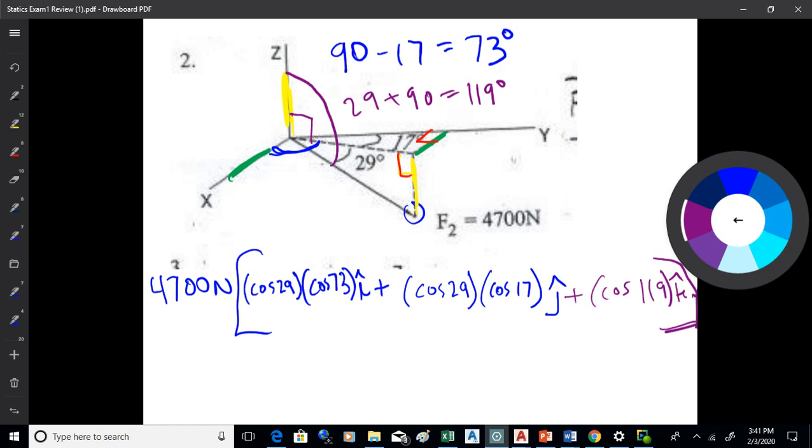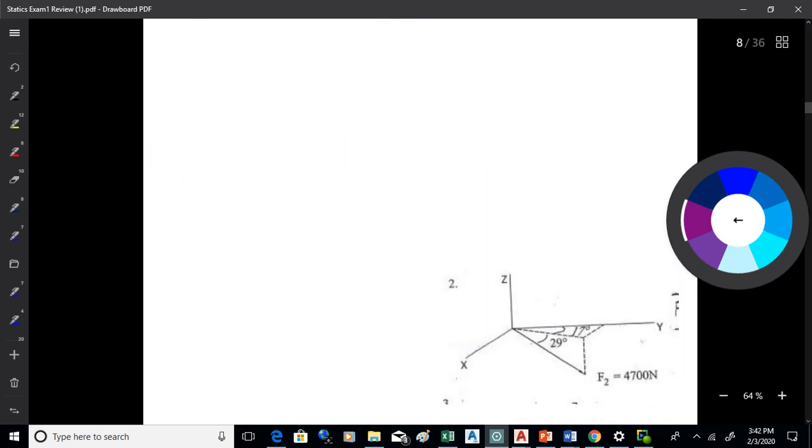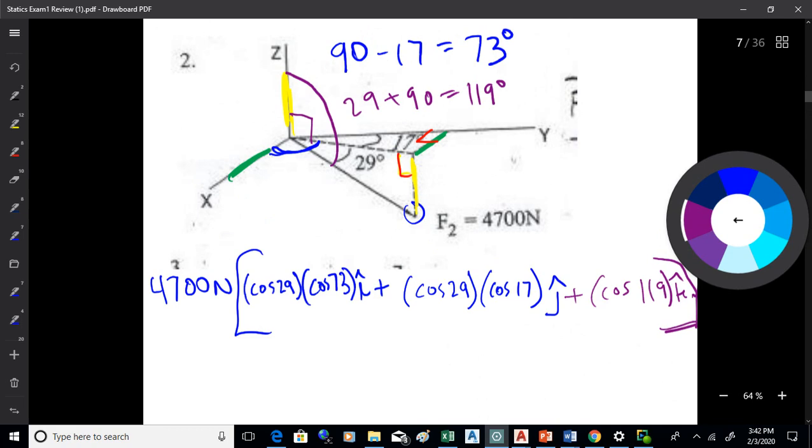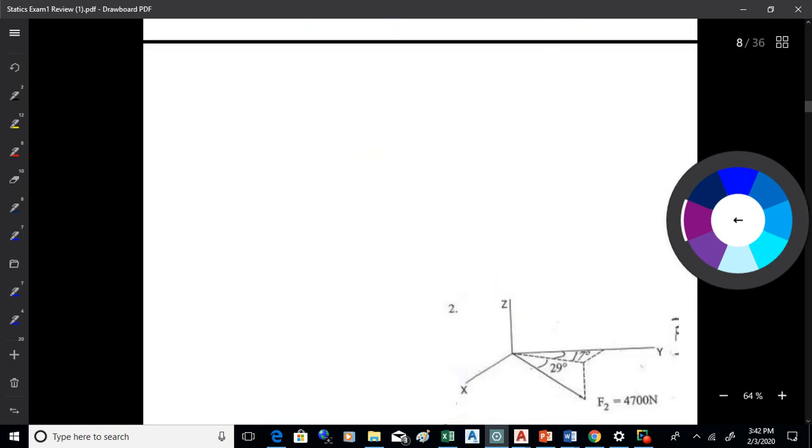So do we have any questions on that? It's a double projection there.